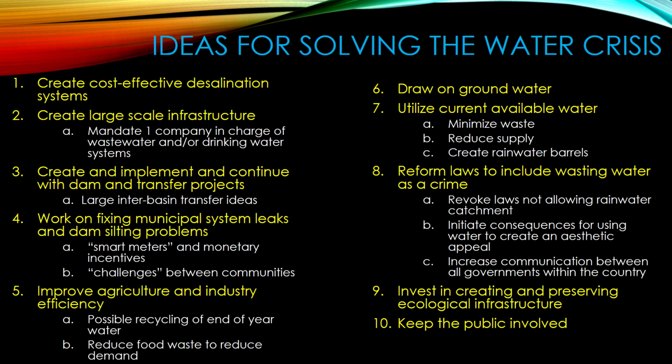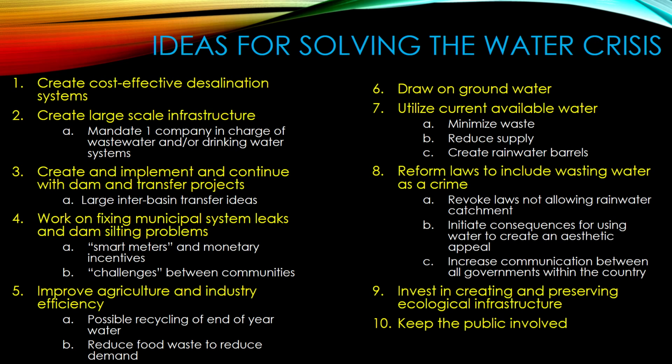Another idea is going to be improving agricultural industry efficiency. One idea is possibly recycling the water that has run off at the end of the growing season, and also reducing food waste to reduce demand. Next is to draw on groundwater. Another idea is to utilize currently available water and minimize the waste that is out there, like the food waste idea. They're going to start saying, hey, this amount of food is being wasted, so this is how much food we're going to create and sell, hopefully minimizing the waste.